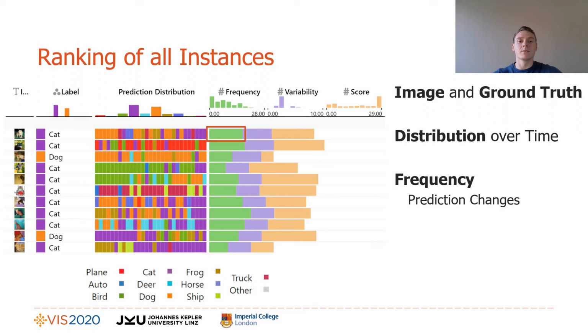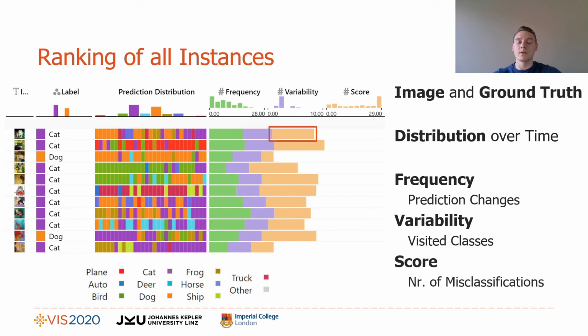The frequency is the ratio of epochs in which the previous prediction is different to the current prediction. The variability is the ratio of how many classes in total were predicted for an instance across all epochs. And finally, the misclassification score of an instance is the fraction of epochs in which it was assigned to the wrong class.